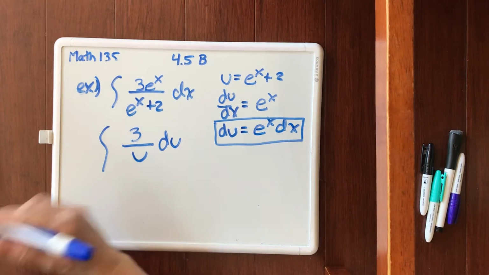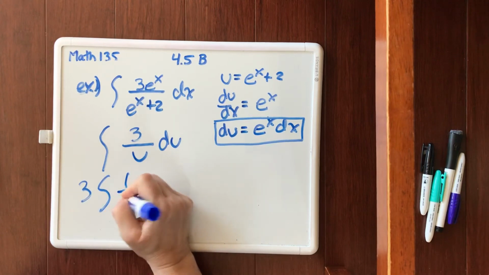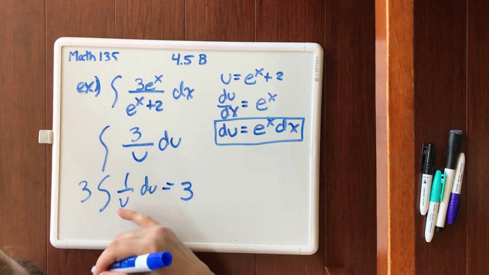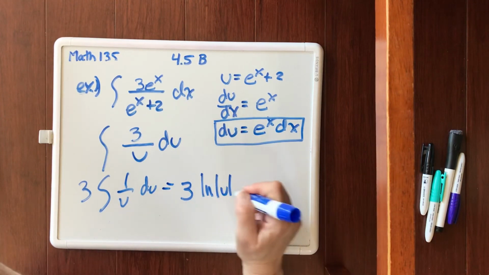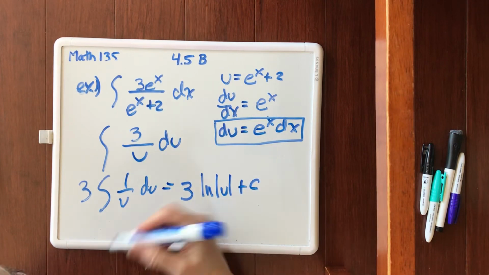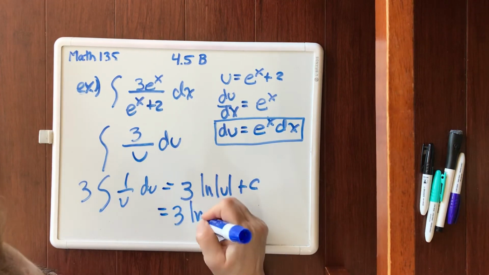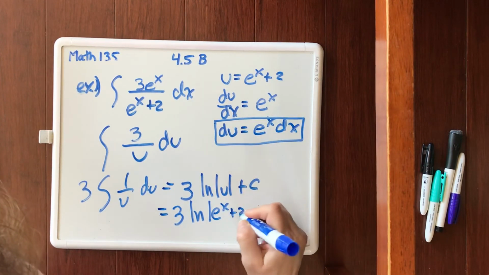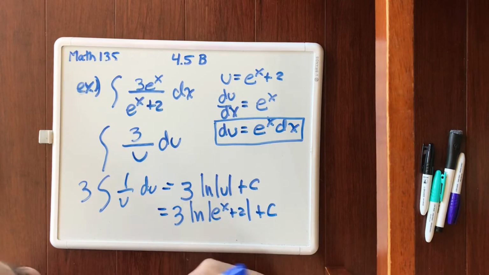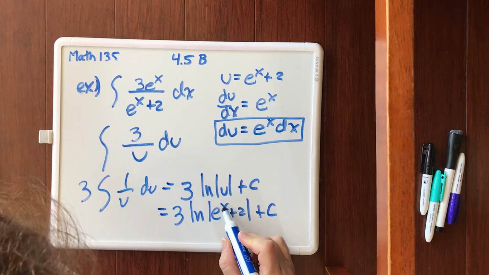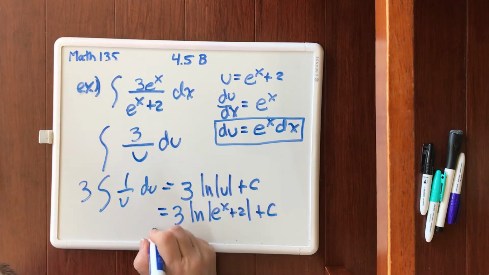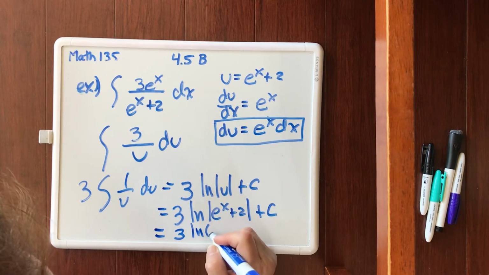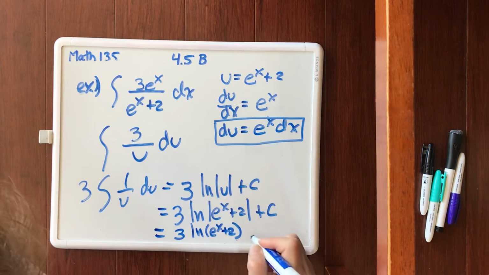All right, from here we pull out the 3. We're integrating 1 over u du. Keep our 3, 1 over u du, change to ln of absolute value of u, plus c. Okay, so ln of u, we're going to put in u in there, e to the x plus 2, plus c. Now we know e to the x can never be a negative number. Therefore, this will never be a negative number. So it's okay for us to write it as 3 times ln(e to the x plus 2) plus c.